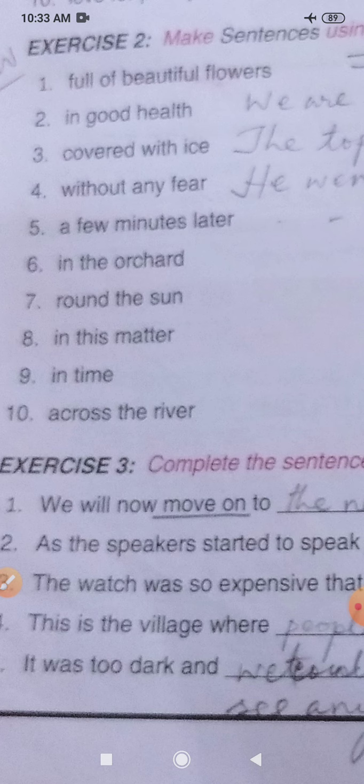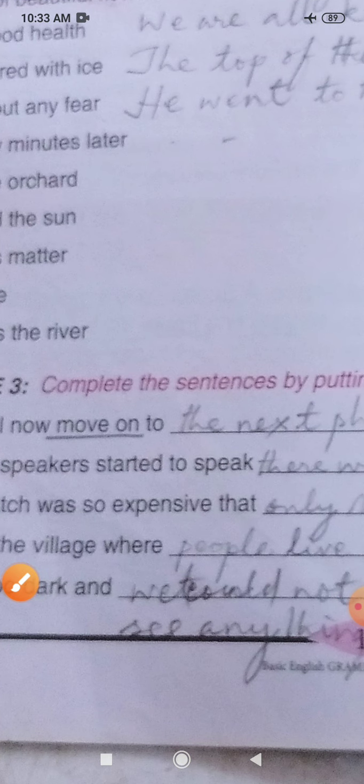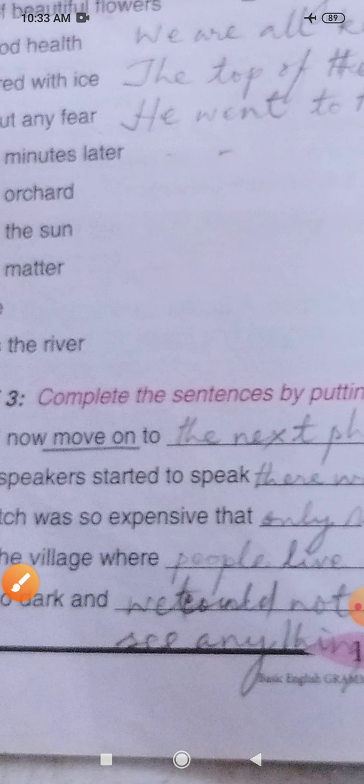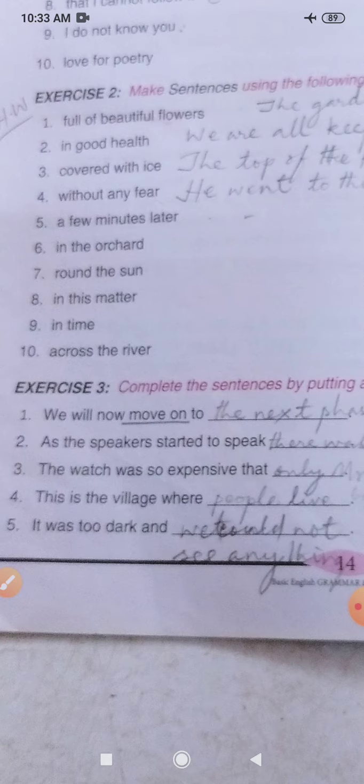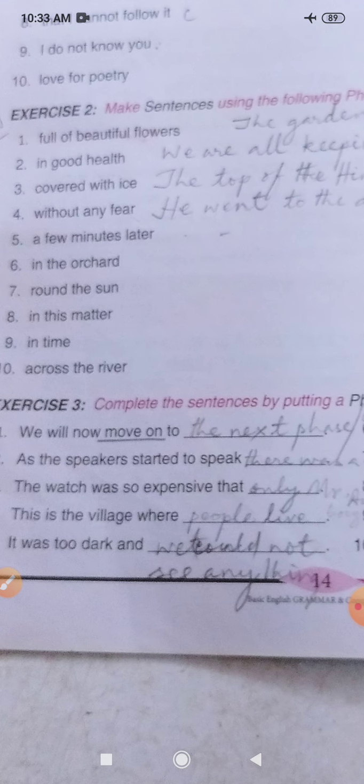Now look at exercise number 3. You see it is written: complete the sentences by putting a phrase, clause or complement there. So this is also completing a sentence. You can easily do it for yourself. It's not a problem. Let us try to discuss some of them.